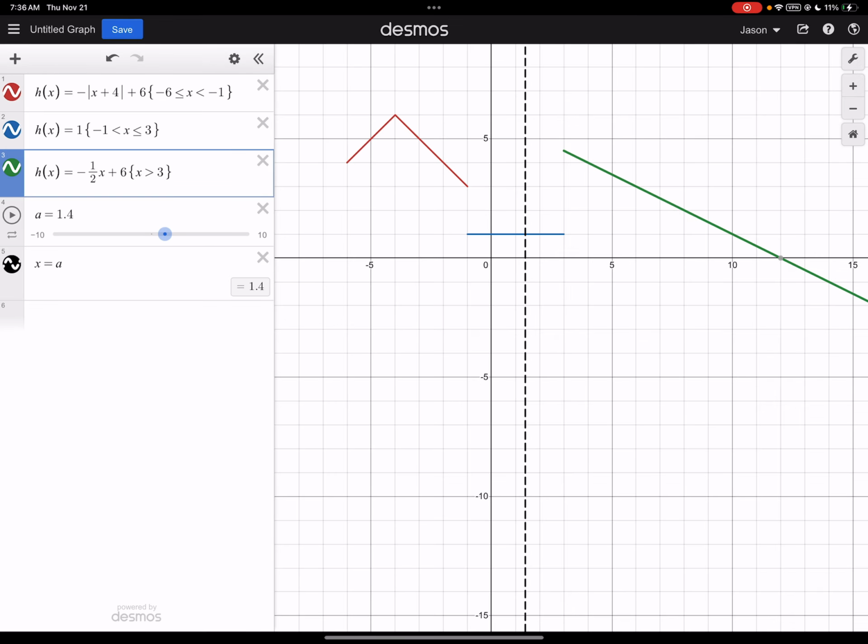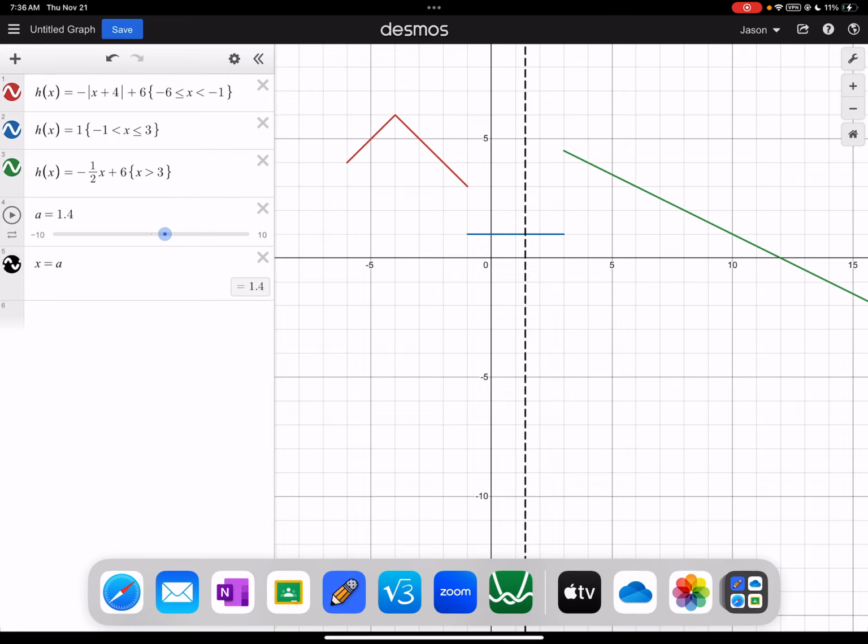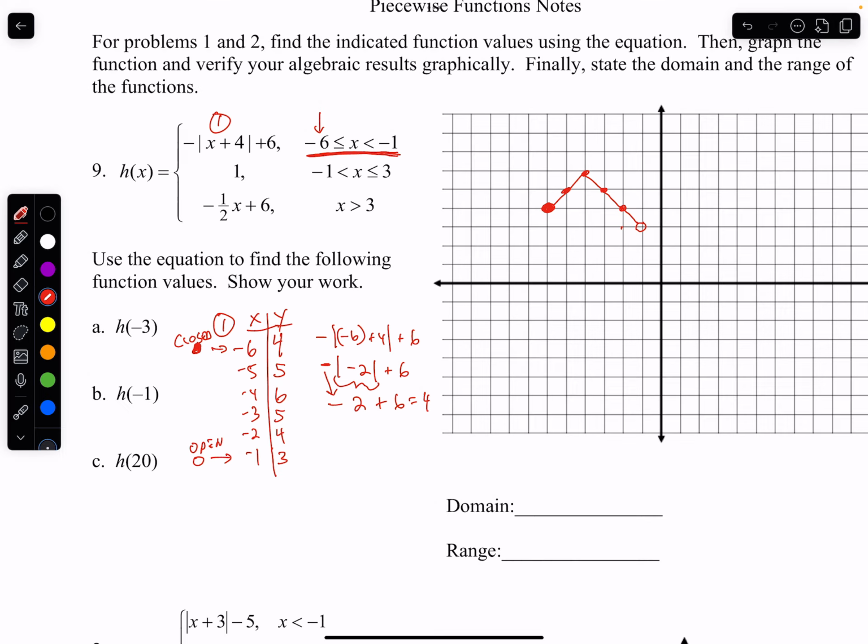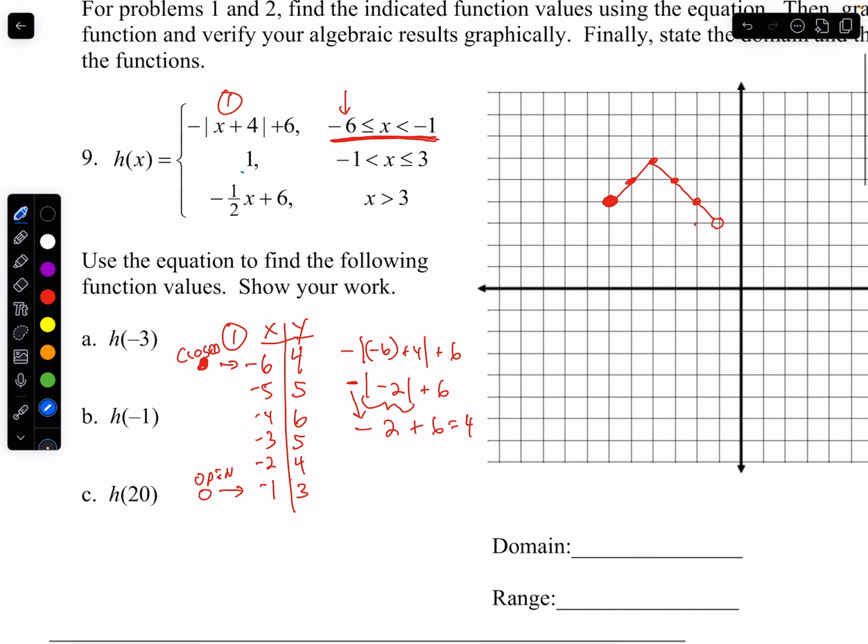Where's Desmos? Right? There's that red part right there. We'll do the second part in blue. So now we're going to graph this line. So you need a table of values from -1 to 3. -1, 0, 1, 2, 3.